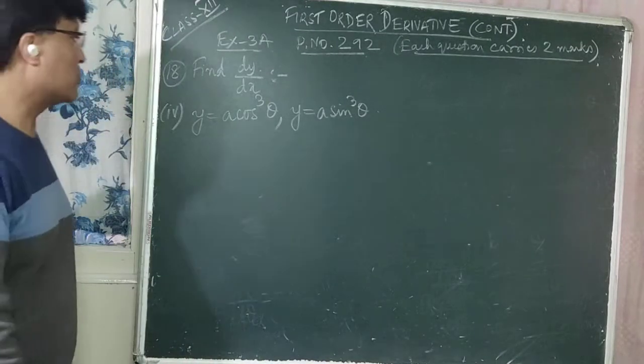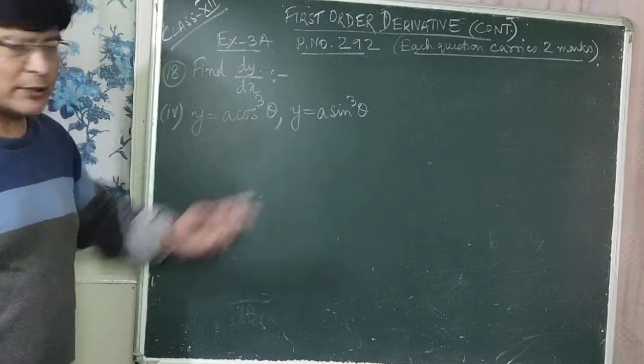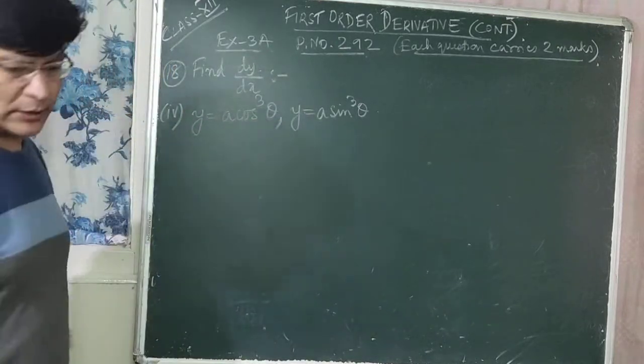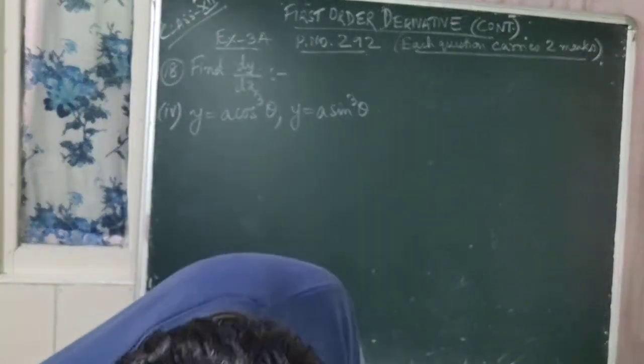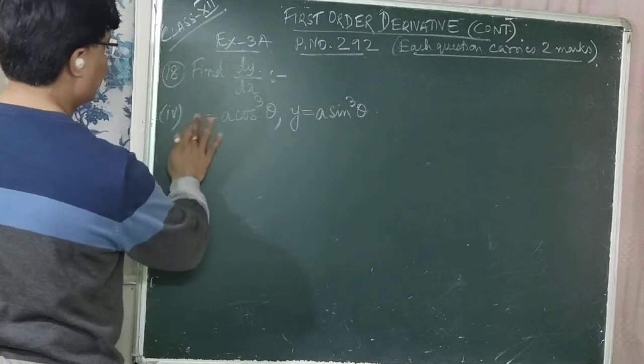So now we will do the next question, that is 18 number 4. Here also find dy by dx. So this is a parametric equation. It is wrongly written here. That is, this is x.